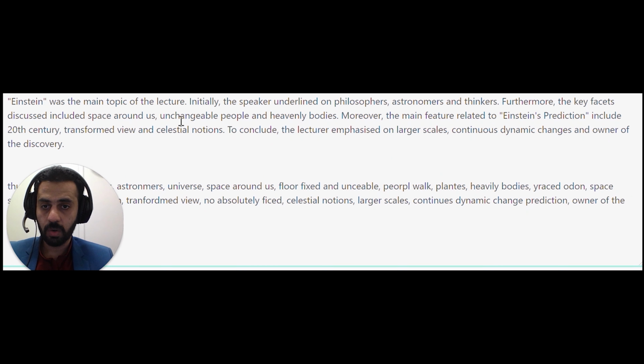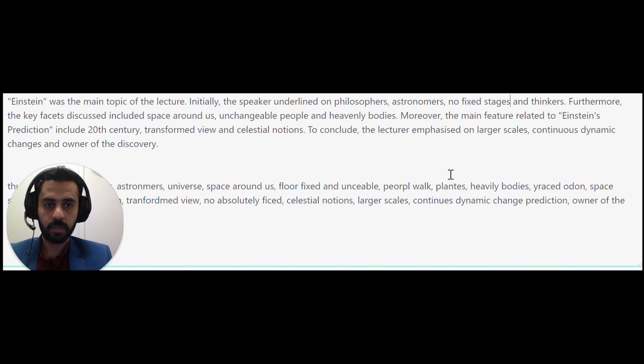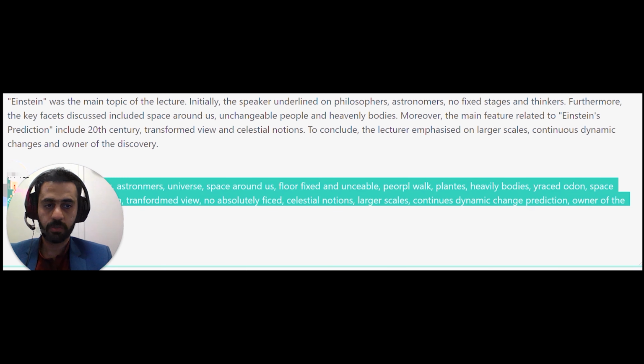So space around us was already here. Unchangeable people and heavenly bodies. Celestial notion, larger scales. This is there. No absolutely fixed stages. Okay, that's what they said. So we can write it in the first sentence. Okay. So write philosophers, astronomers, comma, no fixed stages and thinkers. Okay, so you can write 4 keywords as well sometimes in order to boost up the words, but make sure that you're not making any grammar mistake. Okay, that's what matters. We're done, so I can get rid of this portion.